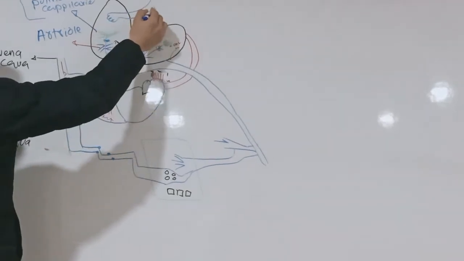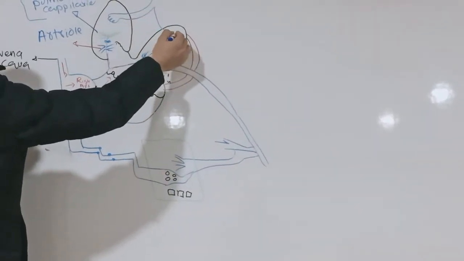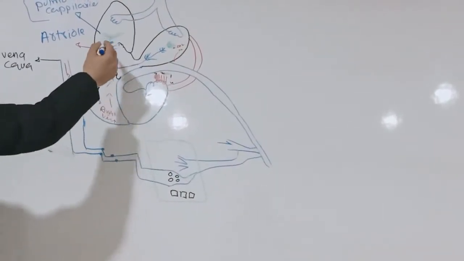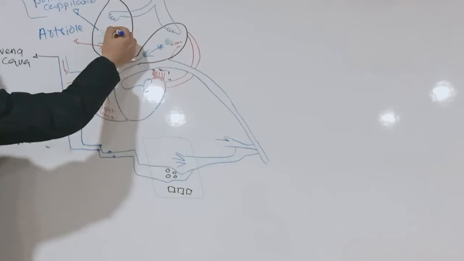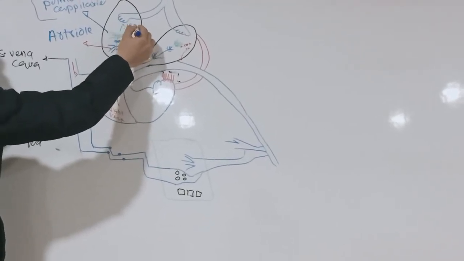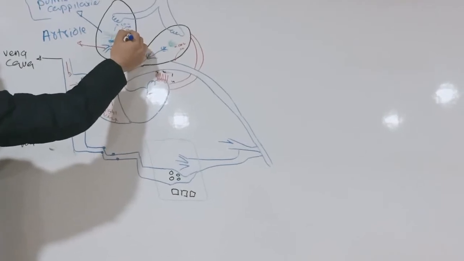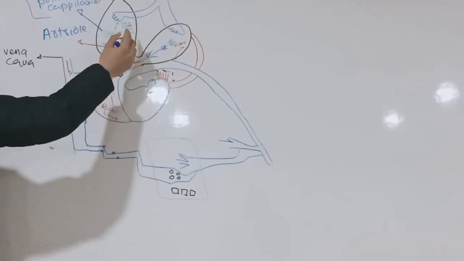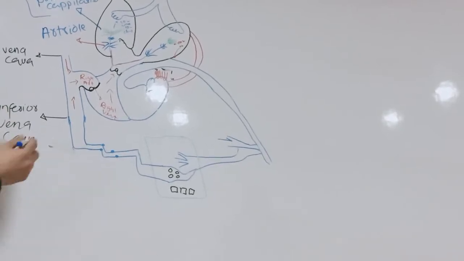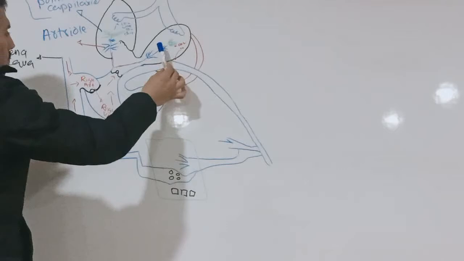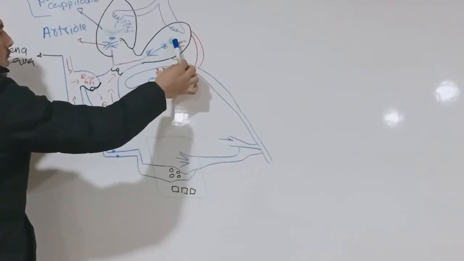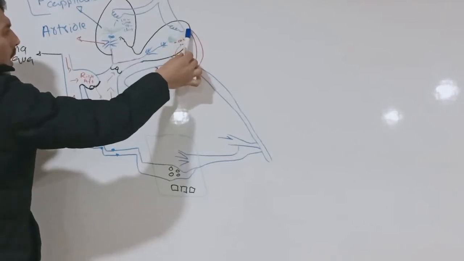The air pockets. Now between the pulmonary capillary and the air pockets, carbon dioxide and oxygen are exchanged. Here the exchange occurs in the lung. When carbon dioxide and oxygen are exchanged, we get oxygenated blood.